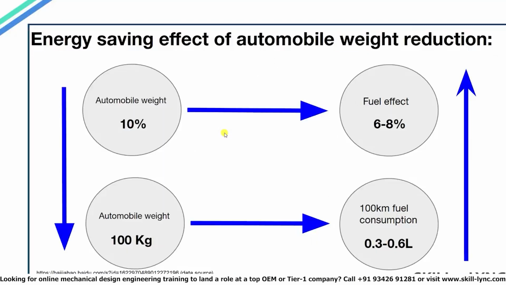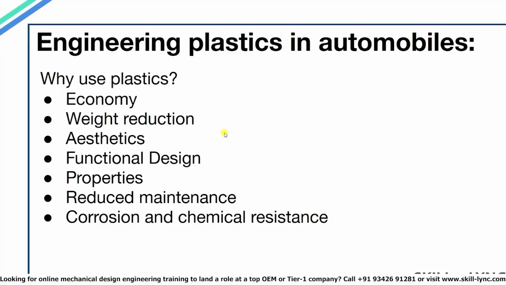The weight of an average car is around 800 to 1400 kg. A 10% weight reduction of a car would correspond to a 6 to 8% increase in fuel efficiency. A 100 kg weight reduction would correspond to 0.3 to 0.6 liter of fuel saved every 100 kilometers. This is why industries are trying to replace the die casting and sheet metal parts with plastics, as plastics are lighter.